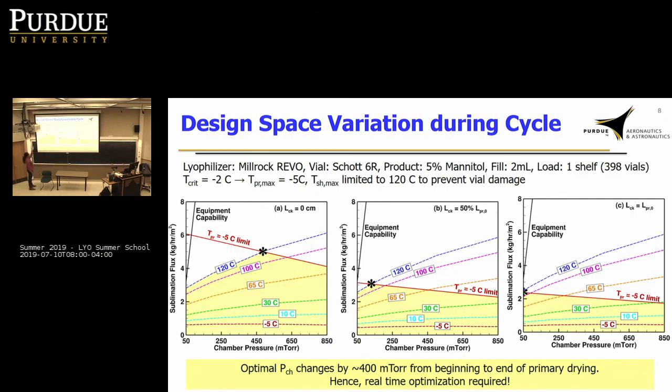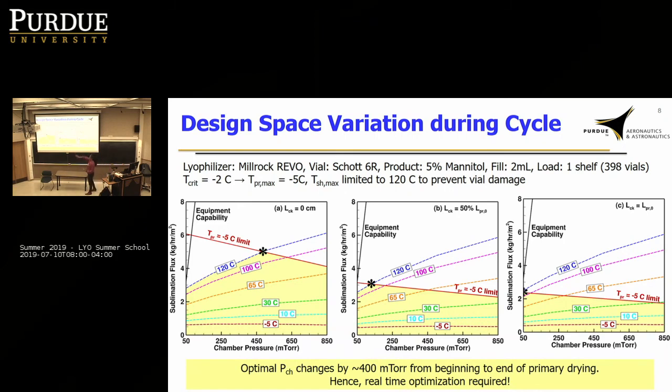Here we're imposing another condition, which is the maximum shelf temperature. We're setting it at 120. Milroy Revo is not really capable of 120. The maximum is 65. But if somebody builds a lyophilizer that can do 120, we're safe to go till there, because beyond that the stopper quality and so on is not good.